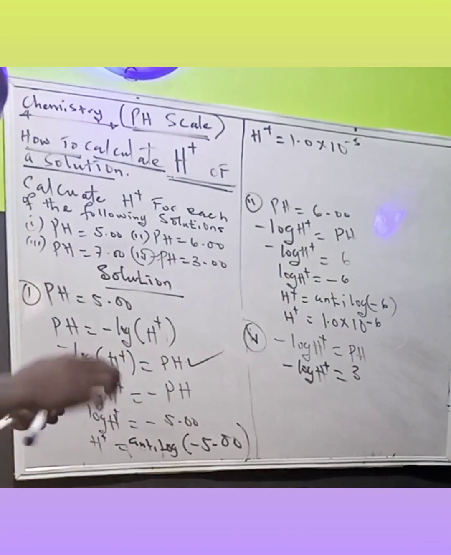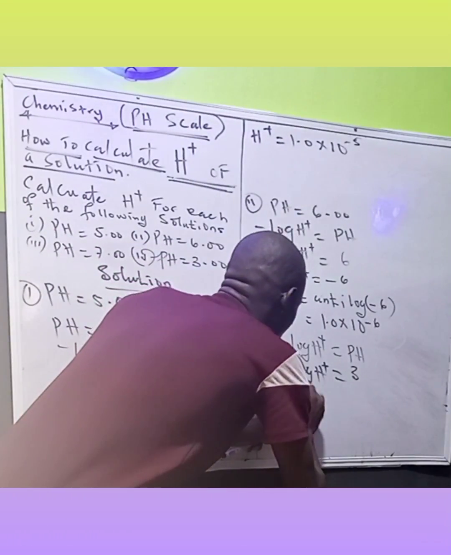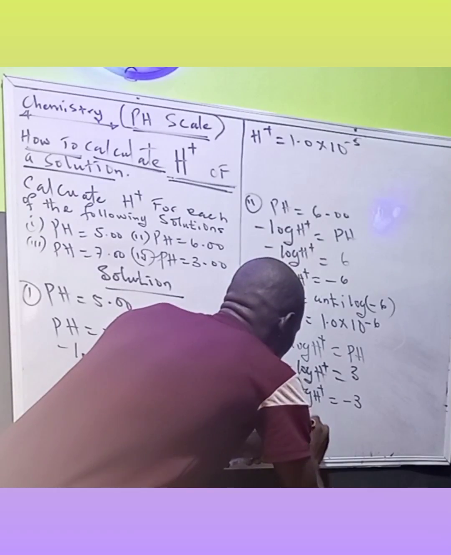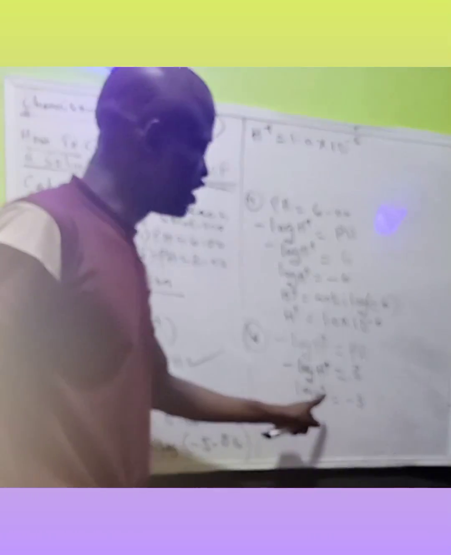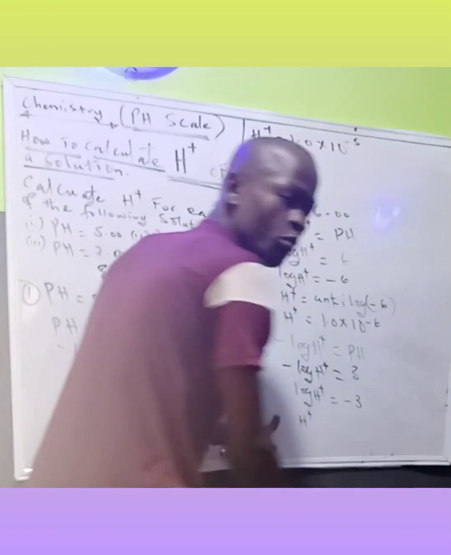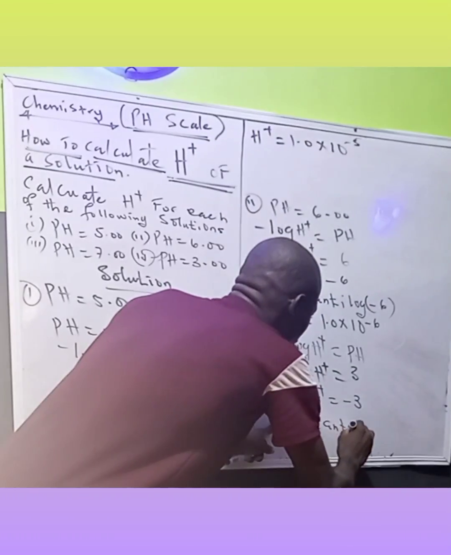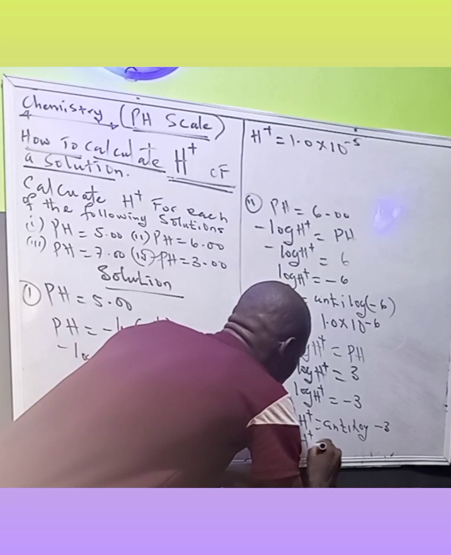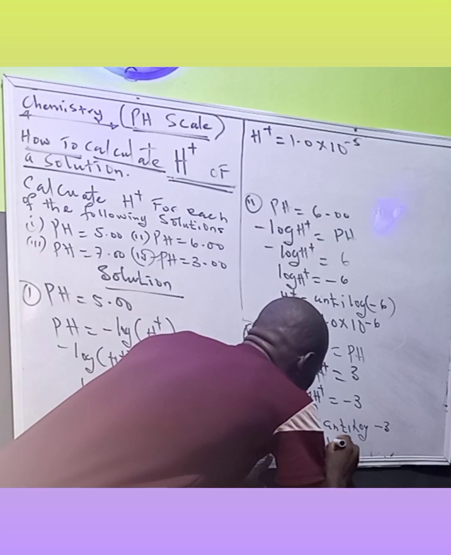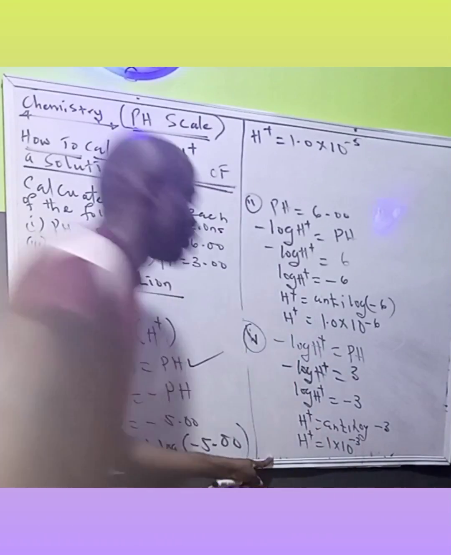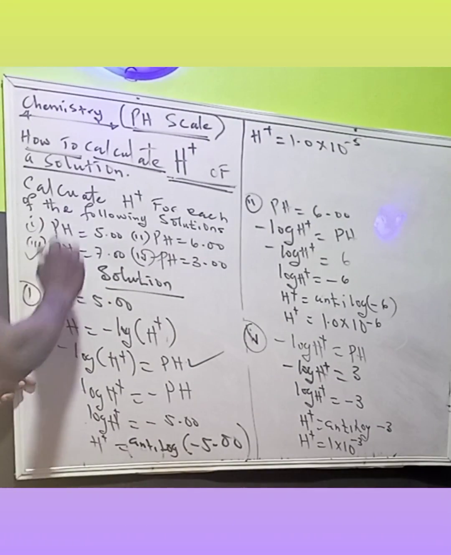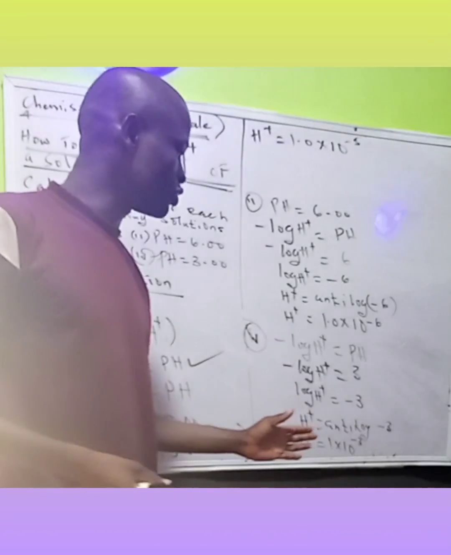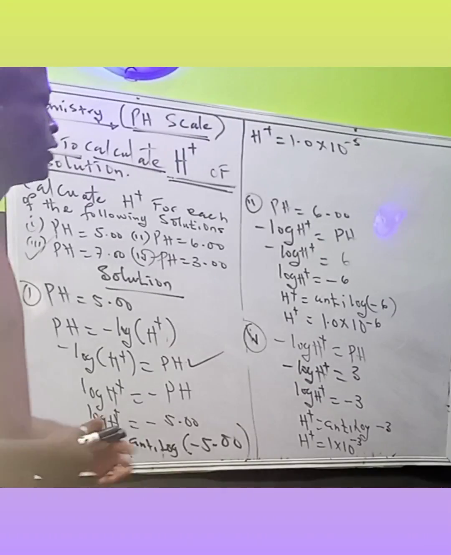Then what is the next thing you can do? The next thing is log H positive becoming minus 3. So if you are making H positive the subject of the formula, as this logarithm moves to the other side, it becomes the anti-log of minus 3. So H positive becomes the anti-log of minus 3, which is 1 times 10 raised to power minus 3. So just understand the concept. Do this one as classwork. The answer is very clear using this approach. So that is how you can find H positive of a given solution.